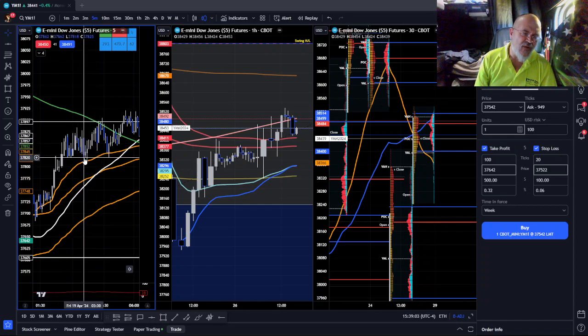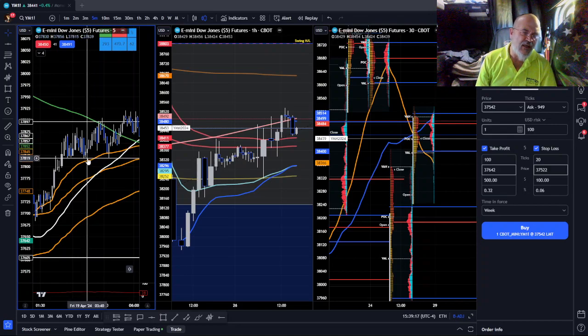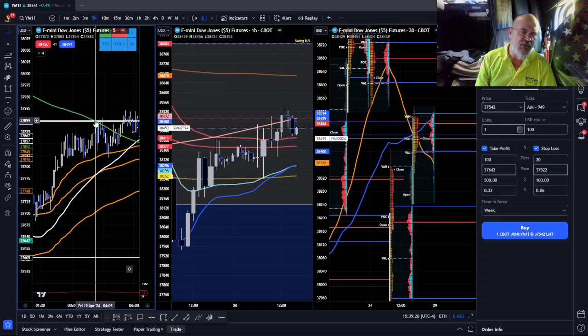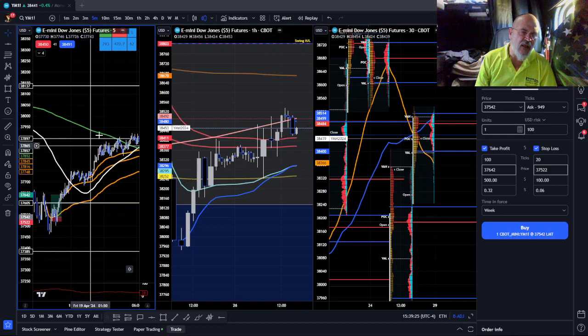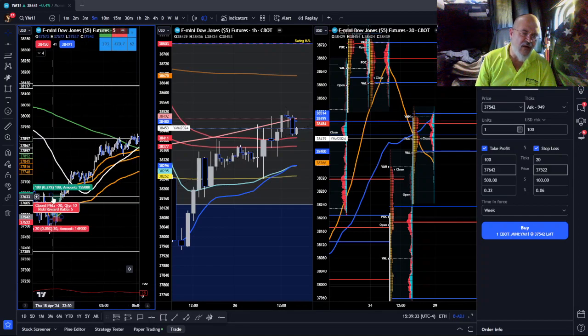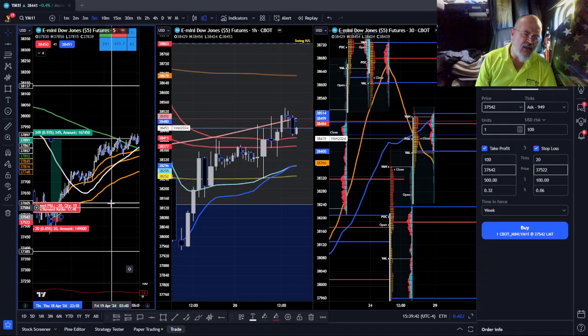We get another pullback, but at this point we're really close to this level. I don't think I'm going to be adding up here. I just want to watch it, see what happens. We don't break the VWAP, so there's no reason to get out of the trade. We come up to not only the level here, but the 5-minute 200 is there as well. So I'm probably taking full profit out on that. And the original 2 contract trade would have been a 17-1.